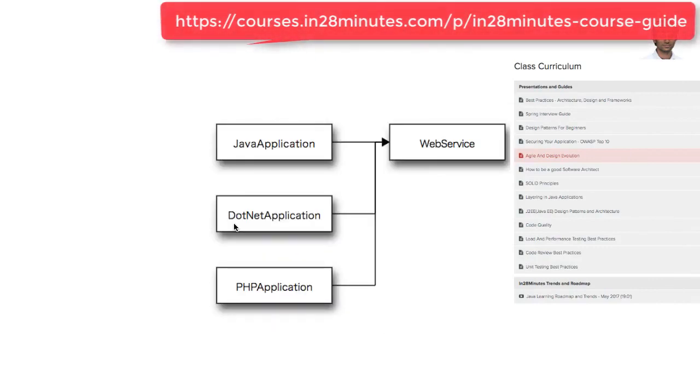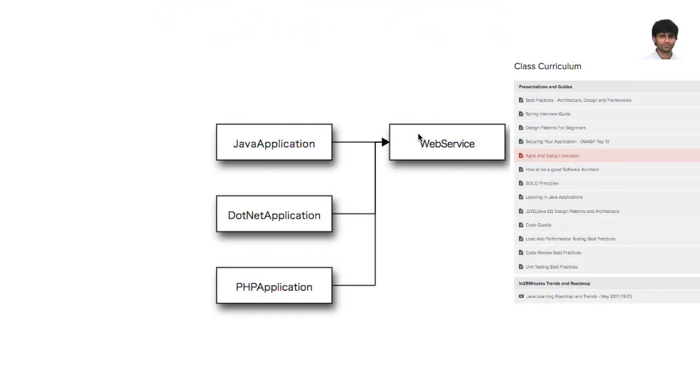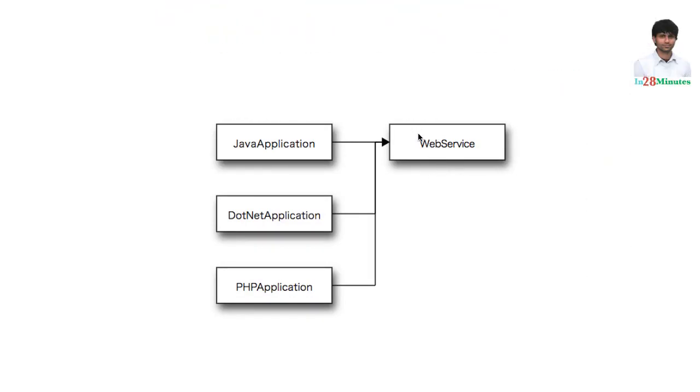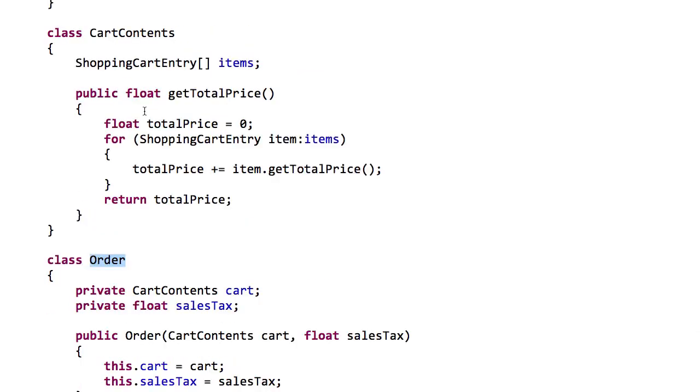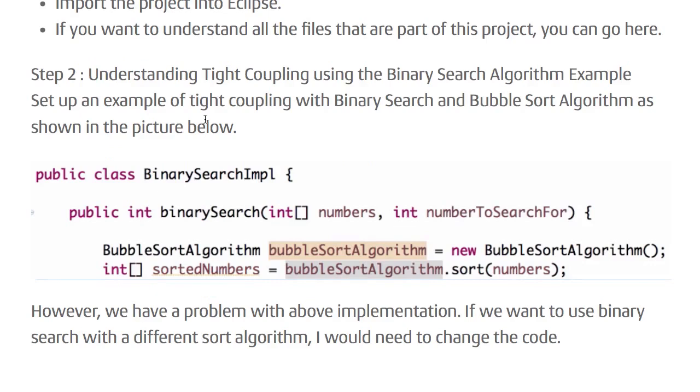How do we reduce coupling? We already looked at one example of it, right? We created a web service to reduce the coupling with a specific technology. We created proper methods and we exposed as little data as possible so that we decoupled individual classes. Let's look at another example.